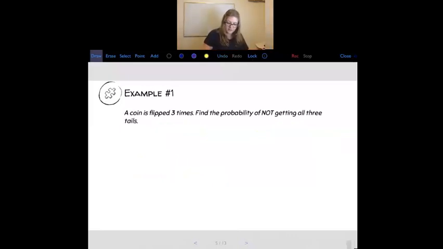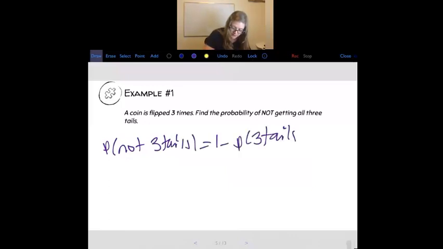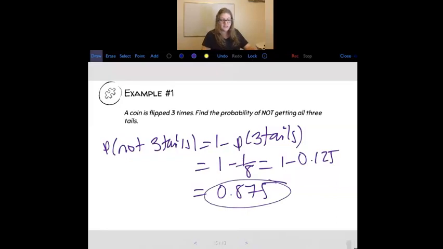If we want to know the probability of not getting 3 tails, we would take 1 minus the probability of 3 tails, which is 1 minus 1/8. If we put this into our calculator, this is 1 minus 0.125, which is 0.875. Sometimes it's easier to calculate the probability of getting 3 tails and then use the complement to find the probability of not getting all 3 tails.